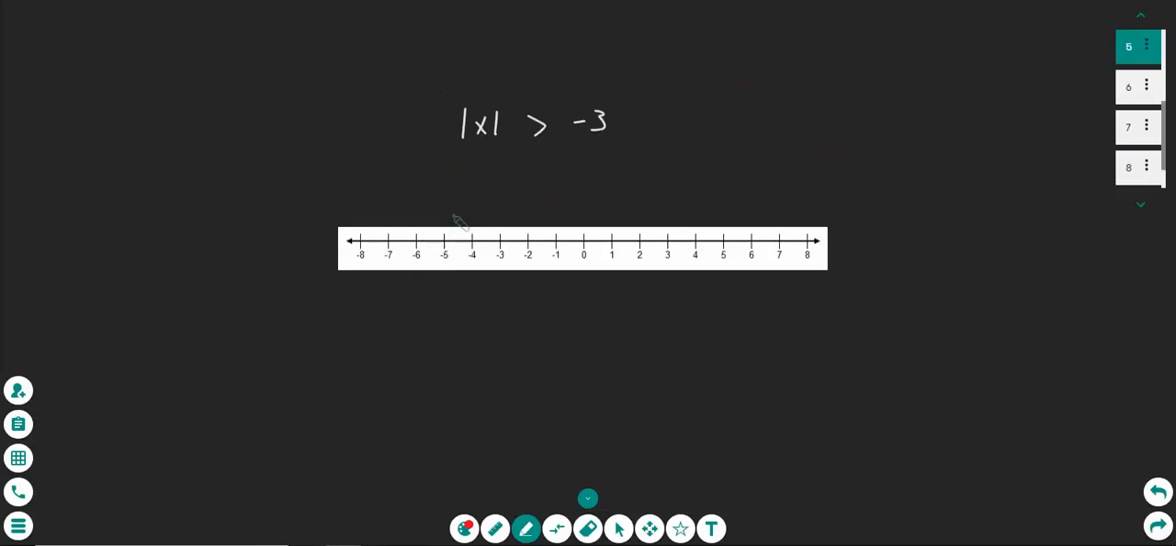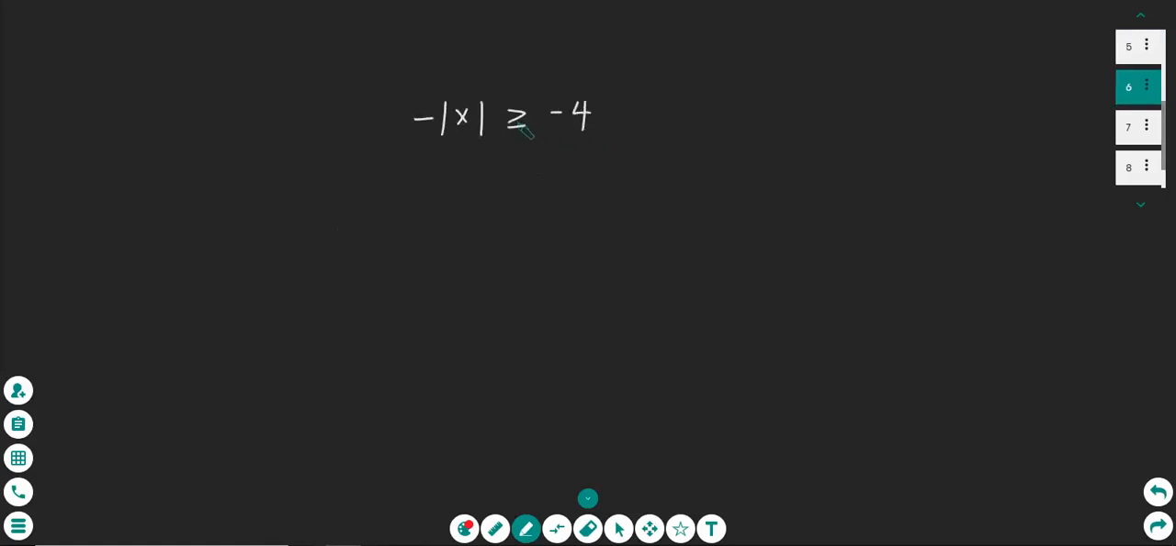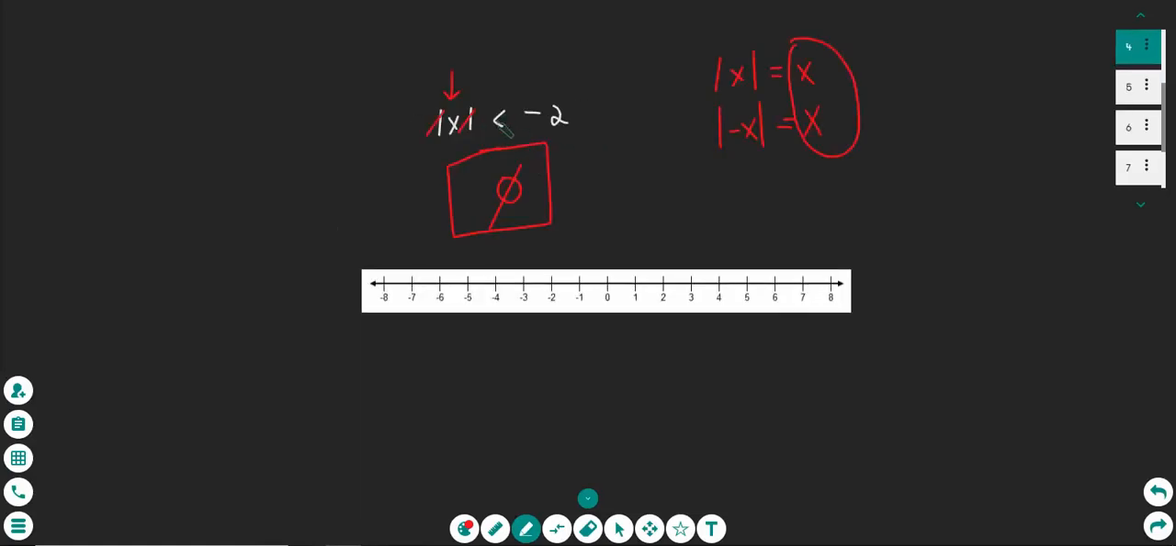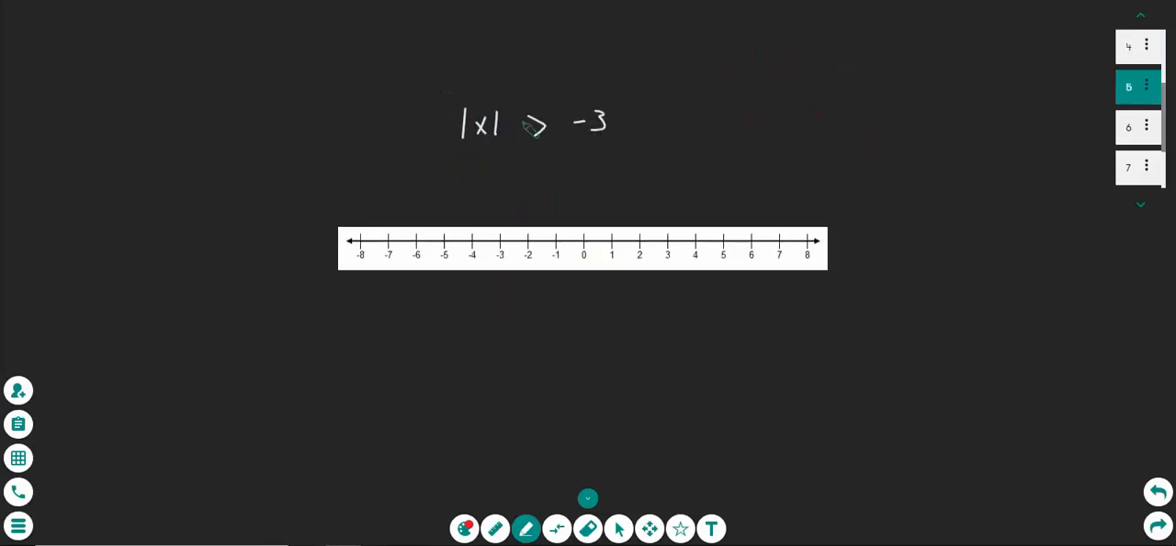How about this one? It's similar to the other one. The absolute value of x is greater than a -3. So the only difference here is the direction of the inequality. This one's greater than a -3. This one was less than a -2, right? But I mean, it's still a negative number. So the real difference here is that this is less than a negative number. This is greater than a negative number. Okay? And is this possible? Go ahead and think about that for a minute. Is this possible?